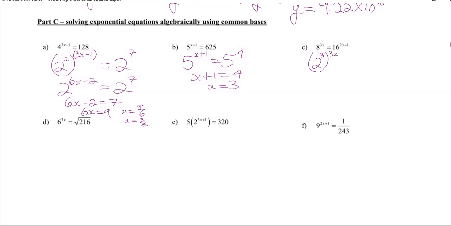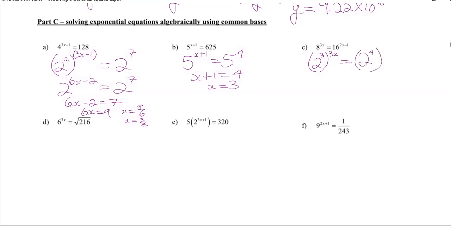Okay, so we're going to write the 8 as a power of 2. We're going to write 8 as 2 cubed. We've got to write 16 as a power of 2. What is 16 as a power of 2? 2 to the 4th. Okay, we just put those in brackets, right?